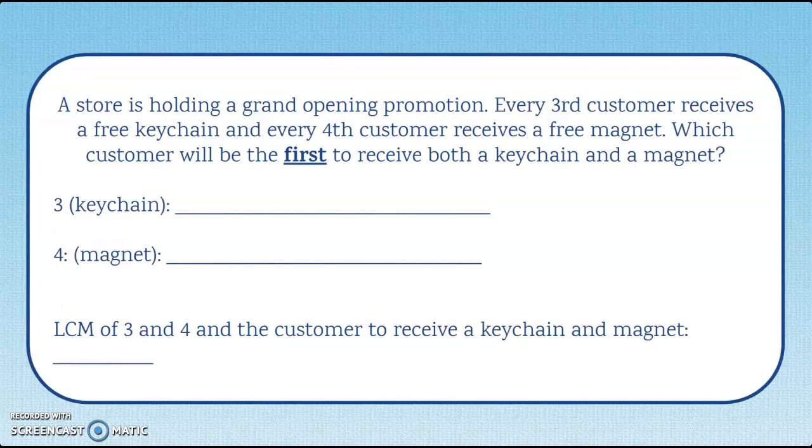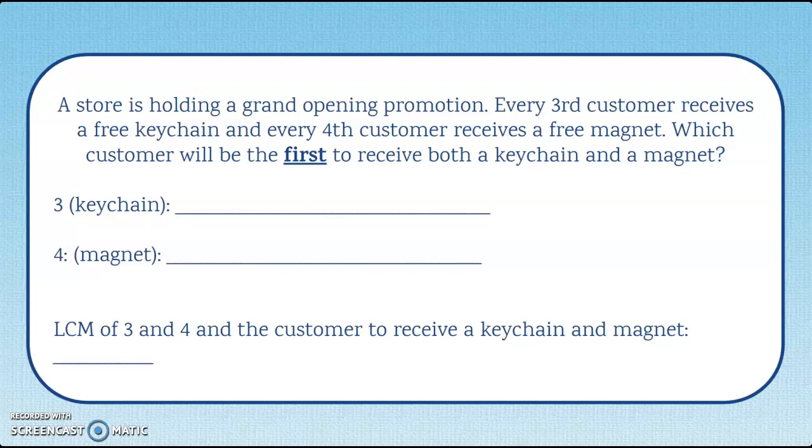We can also do this in the form of a word problem. So, for example, a store is holding a grand opening promotion. Every third customer receives a free keychain, and every fourth customer receives a free magnet. Which customer will be the first to receive both the keychain and the magnet?